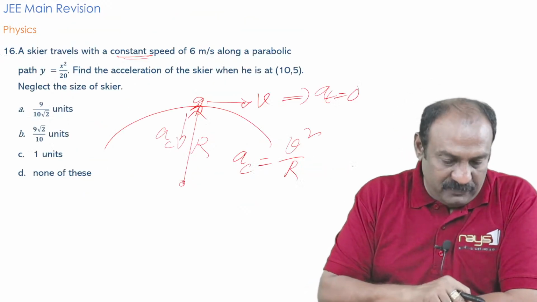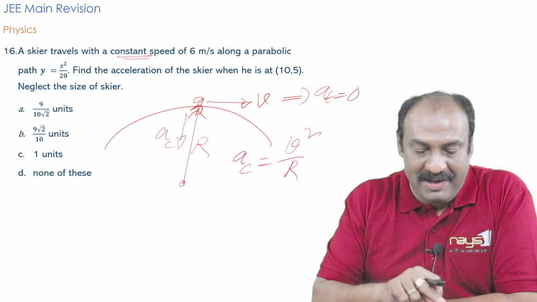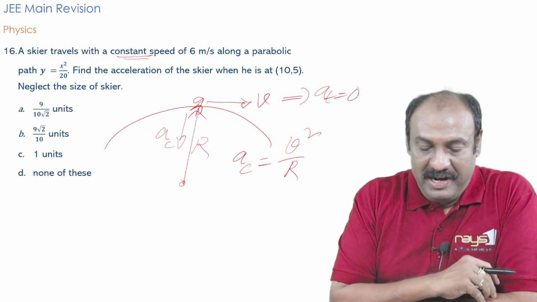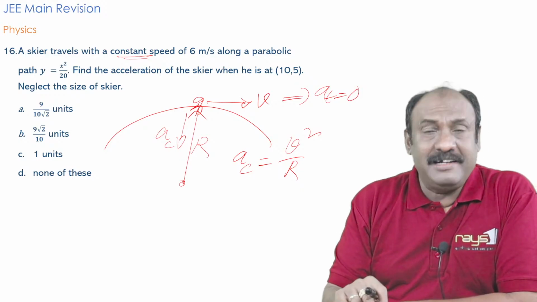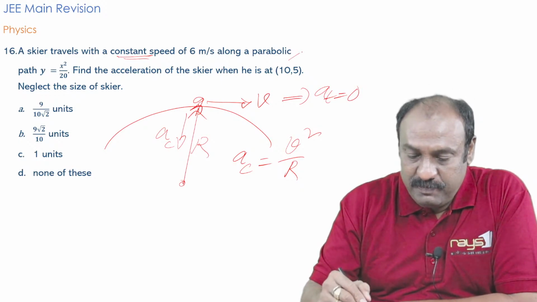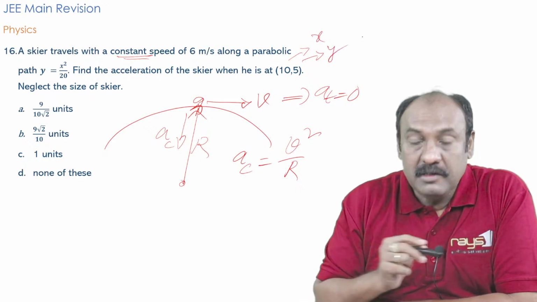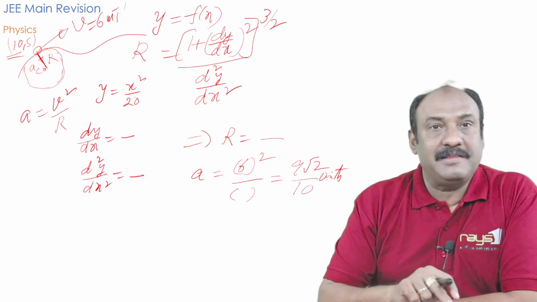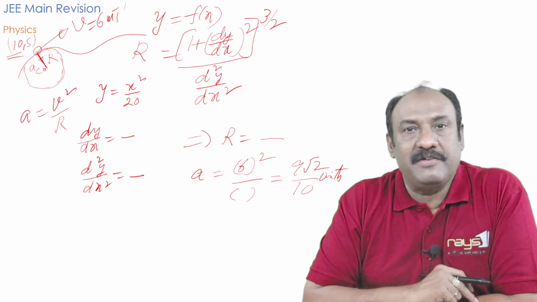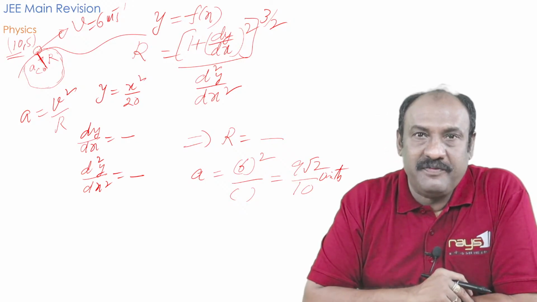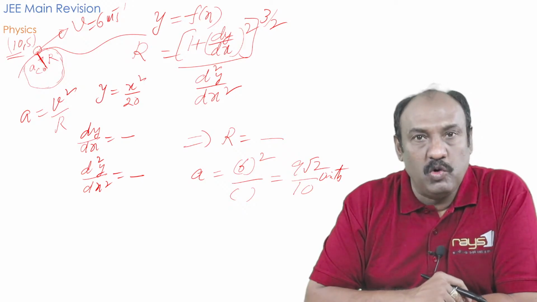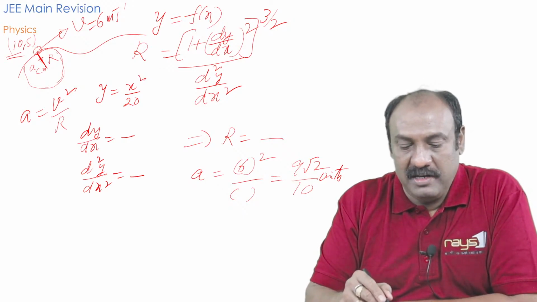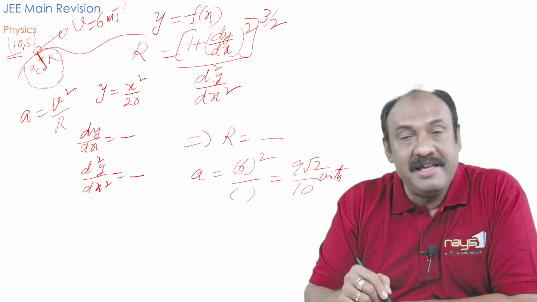So this is the process of calculating the acceleration of the skier who travels along the parabolic path represented by the equation y equals x squared by 20, when he is at the coordinates (10, 5), with x horizontal and y vertical. When a skier or any particle moves along a curved path, at any point you find the radius of curvature. For any curved path whose equation is known in the form y equals f(x), r equals (1 plus (dy/dx) squared) to the power 3 by 2, divided by d squared y by dx squared.